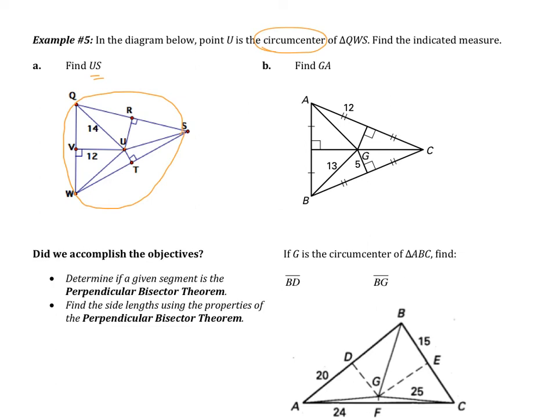Now I want you to draw in your radii. So your radius is going to go from the center U to the outside of the circle. So UW is one radius, US is another radius, and QU is another radius. Now all radii are congruent. So if QU is 14, then US is 14, and UW is also 14. So US in this case is 14. Okay, pause the video and try B on your own, please. Come back when you have finished.